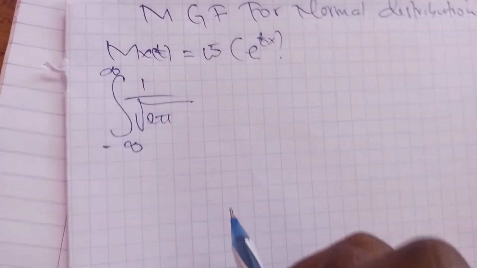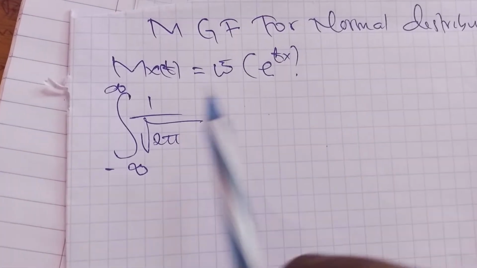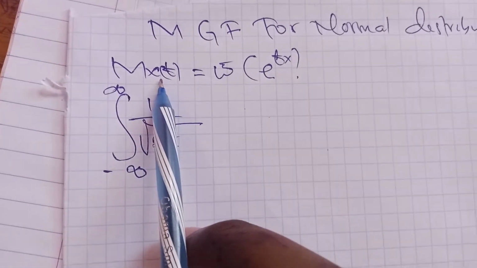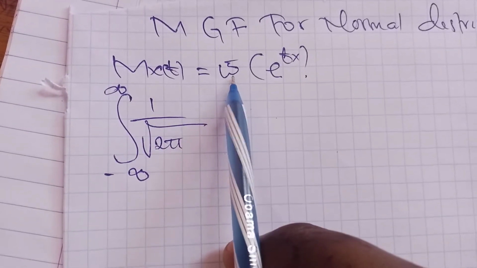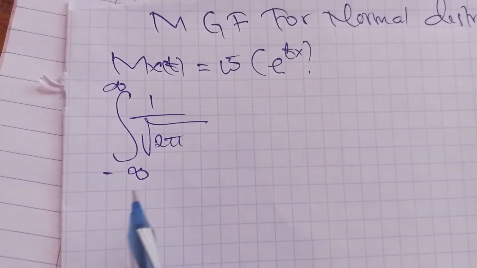Hello guys, I want to show you how to find the moment generating function for the normal distribution. If you know the moment generating function, you can find it by finding the expected value E[e^(tX)].